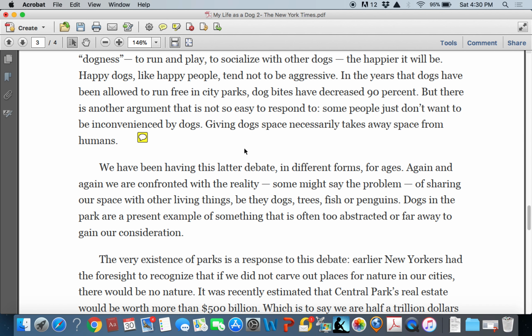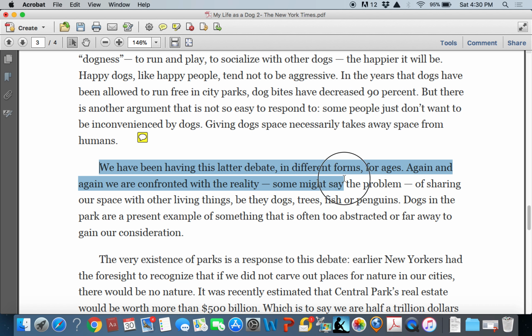We have been having this latter debate in different forms for ages, the debate being sharing space between humans and non-humans. So I think that's an important issue. I might even want to highlight it. If I see something that seems important, I can do that too. Again and again, we are confronted with the reality, some might say the problem, of sharing our space with other living things, be they dogs, trees, fish, or penguins.